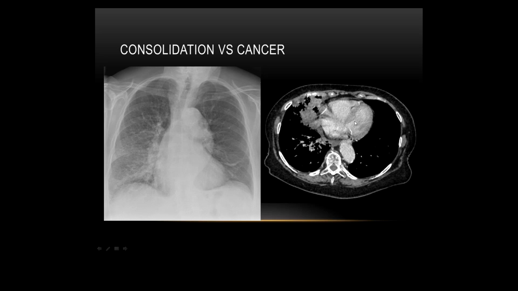Bronchoalveolar cell carcinoma in situ. It has got a different name now, I believe. Adenocarcinoma in situ, I think it is now. Yeah.